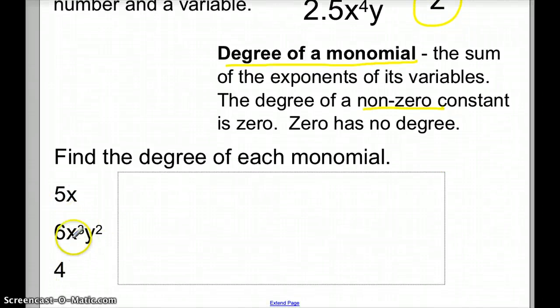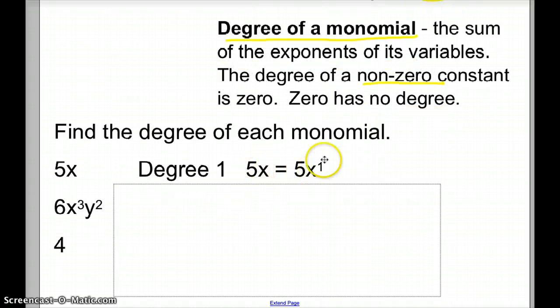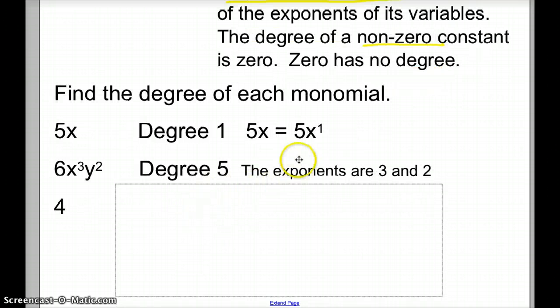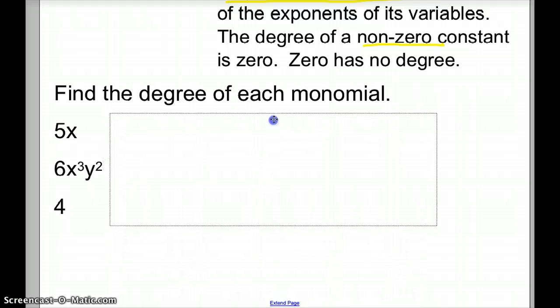So the three numbers below here are monomials. Okay, a number times a variable, or a number times more than one variable. Each of them are monomials. Let's find their degree. Since the degree is equal to the sum of the exponents of the variables, you would agree that the degree of 5x is 1, because 5x is equal to 5x to the first power, and since the sum of all the variable exponents is just 1, then 1 is the degree. The degree of 6x to the third y to the second would be degree 5, because the exponents here are 3 and 2, and 3 plus 2 is equal to 5. And 4 is a constant, and it's a non-zero constant, so we know that all non-zero constants have a degree of 0. Okay, so that is everything you need to know about finding the degree of a monomial.